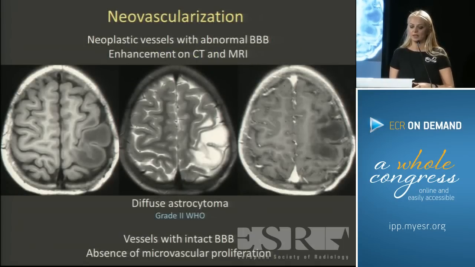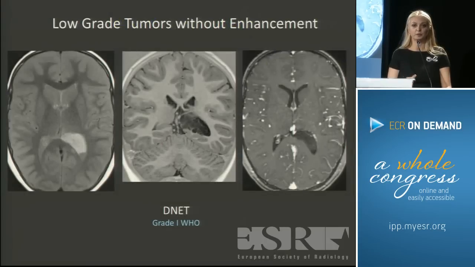I'm looking at neovascularization. That immediately tells you I'm looking if there are new vessels, and if these vessels are very pathological, and if they do have a disturbed blood-brain barrier. Normally, low-grade tumors, especially brain tumors, will show no enhancement, like this diffuse astrocytoma, because they have vessels with an intact blood-brain barrier. This would be a DNET, which is a tumor in children associated with epilepsy.